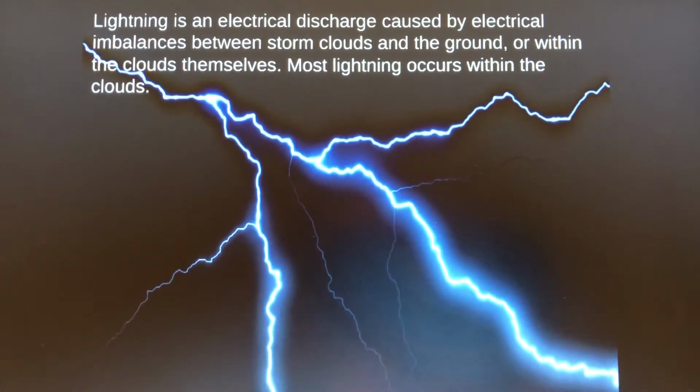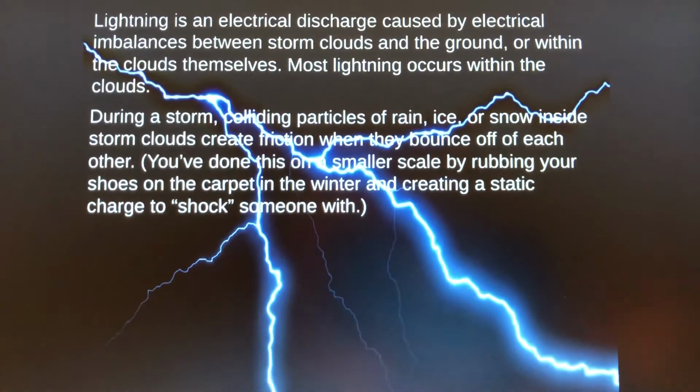Now, lightning is an electrical discharge caused by imbalances in a storm cloud and the ground. And most lightning occurs within the cloud or between clouds. During a storm, you have particles of rain, ice, or snow that are inside storm clouds. They create friction when they bounce off of each other.